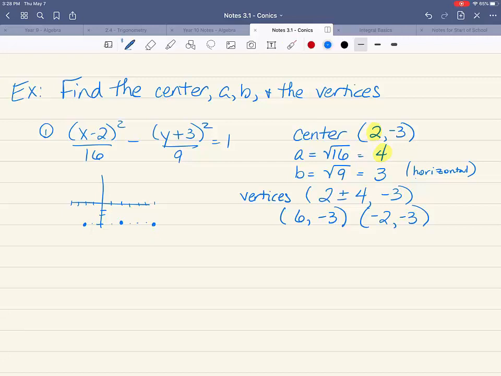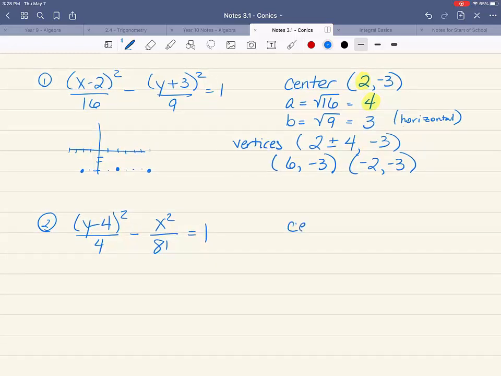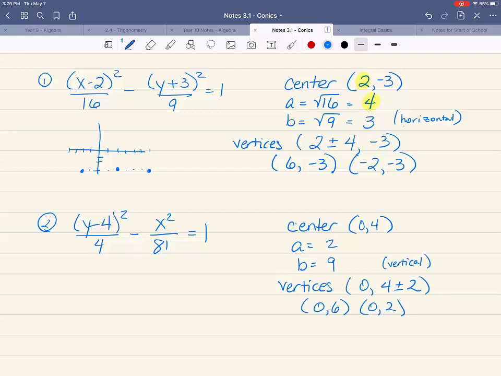All right, let's do another example. This is one actually for you to try. Y minus 4, the quantity squared over 4, minus x squared over 81 equals 1. I would like you to give me the center, A, B, and the vertices. So I would like you to stop the video, try to do this one yourself, and see if you can get the correct answers. All right, here are the answers to this problem.